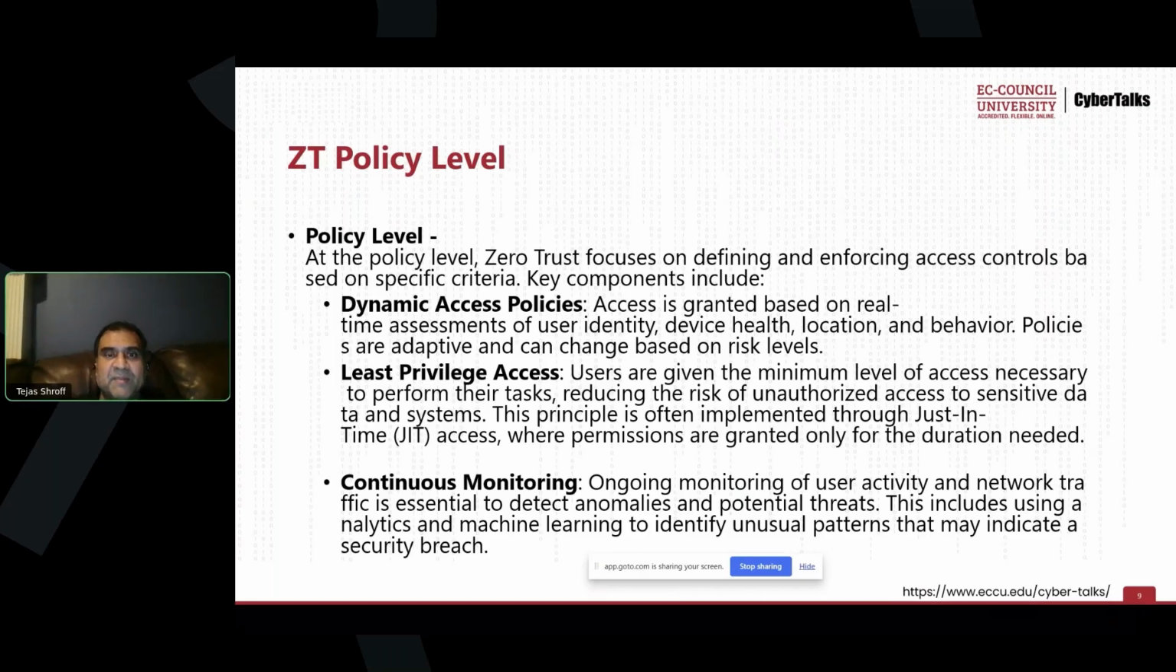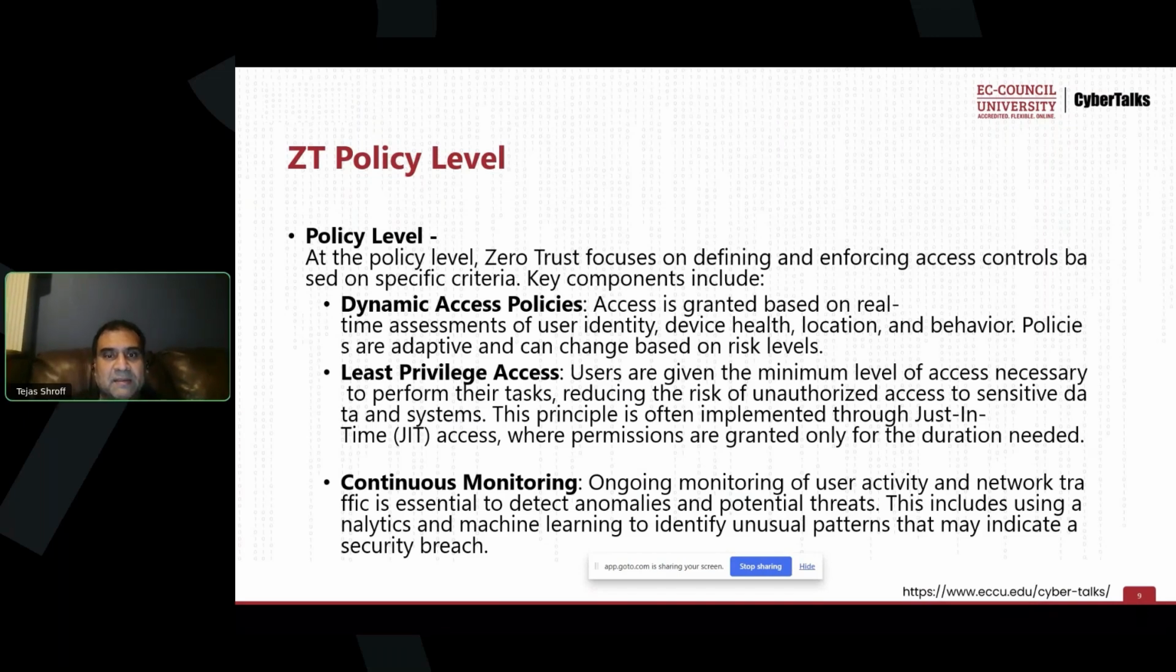Least privilege access. As I mentioned earlier, users need to be given the minimum level of access so that you're not even giving them the access which they don't need. A lot of times we give extra access and then we try to pull it back. That doesn't work this way, right? If you give more access, it's difficult to take it away, right? So we need to make sure that the access granted is on a least privilege basis. You only give the access that is absolutely necessary, right?